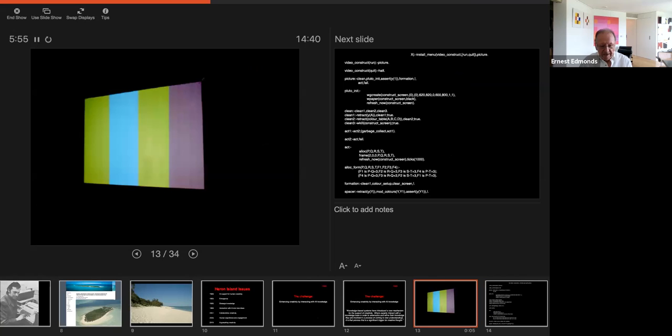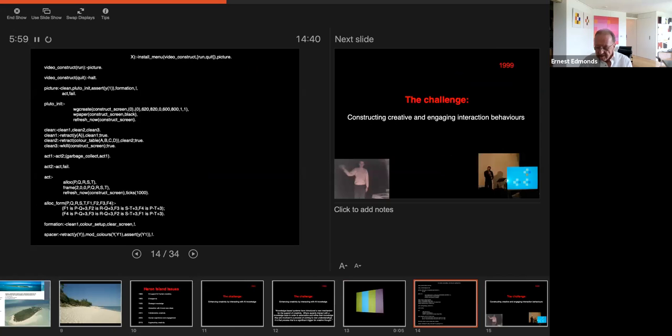I was using it to make artwork, sometimes very simple, but underneath them with relatively complex code. This is a bit of Prolog. Prolog was a famous artificial intelligence language popular at that time.